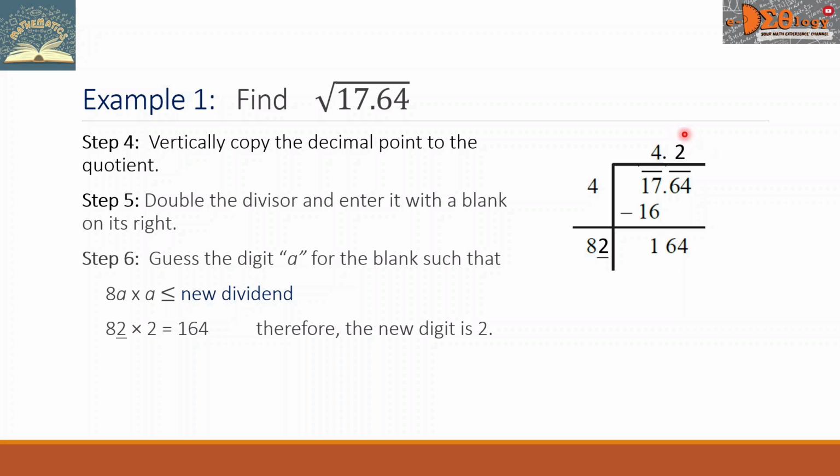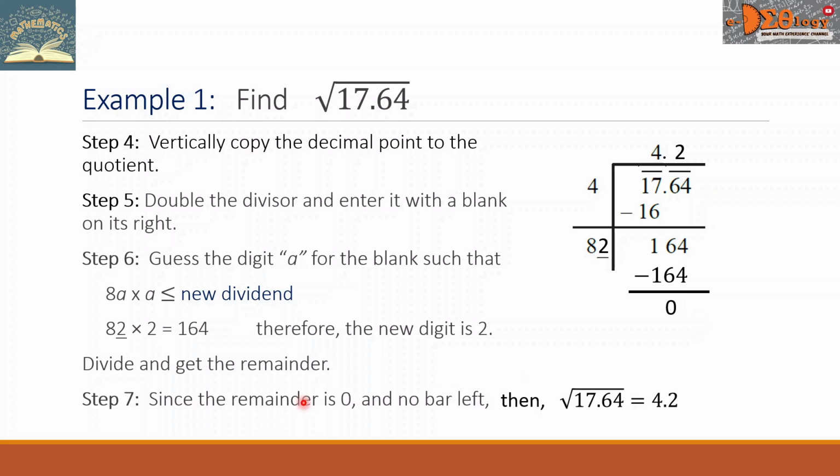So the new quotient will be 4.2. Then we divide and get the remainder. That means this 164 minus this value here, that is 164 also. And the difference is 0. Step 7. Since the remainder is 0 and no bar left, then we conclude the square root of 17.64 equals 4.2.